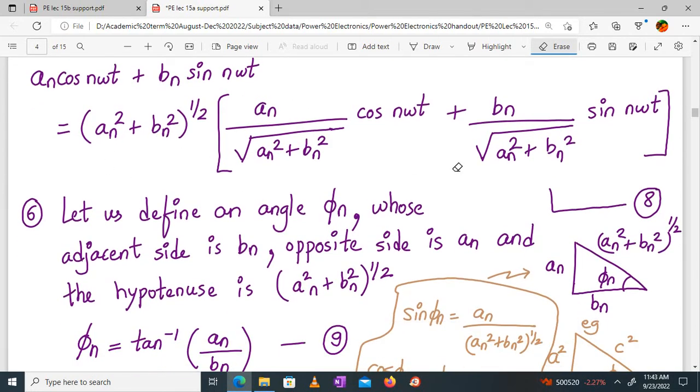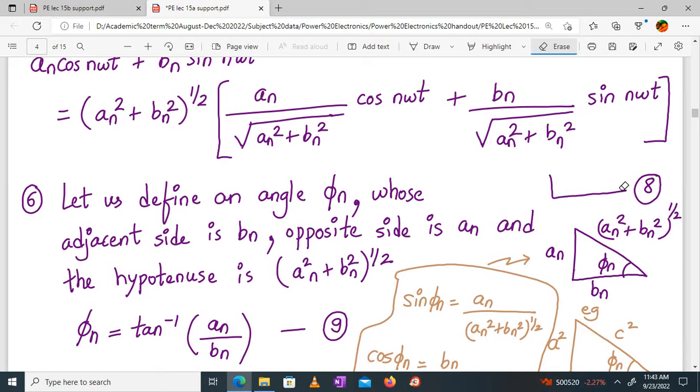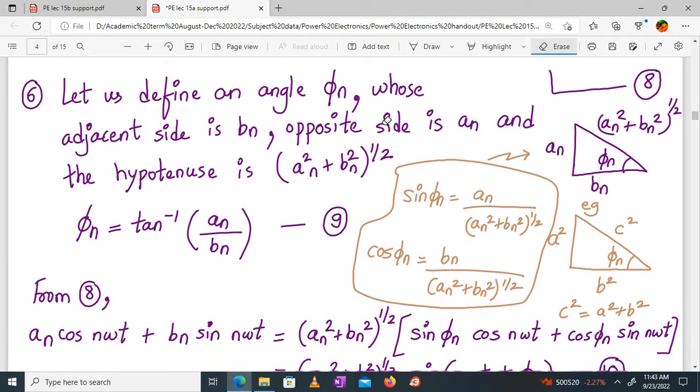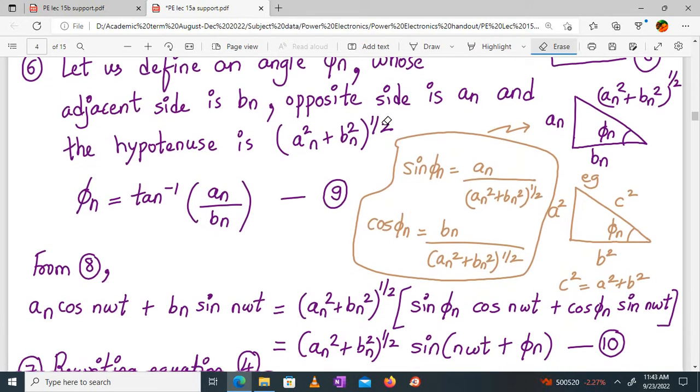So we got equation number 8. You add those two terms together and we get this equation number 8. Now here we have defined phi n, which is the angle whose adjacent side is bn and opposite side is an, and hypotenuse is an square plus bn square raised to half. And what is phi n? Tan inverse of an upon bn. Tan inverse of an upon bn. So this is very, very important.